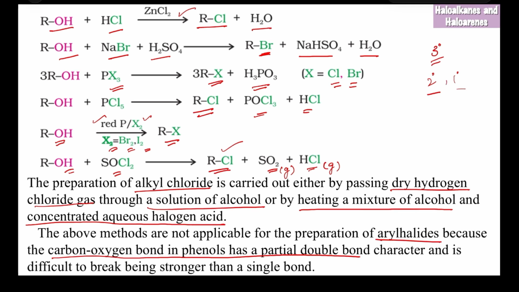Now the above methods are not applicable for the preparation of aryl halides because the carbon-oxygen bond in phenols has a partial double bond character. In case of aromatic alcohol, that is phenol, this OH group is bonded to the carbon of the benzene ring. So this carbon-oxygen bond has slightly double bond character. Due to this, this bond is strong. It is not easy to break this bond. Therefore, these methods are not applicable in the preparation of aryl halides.